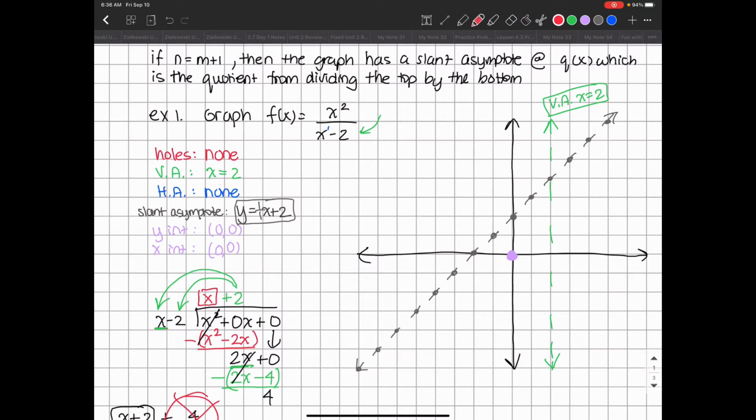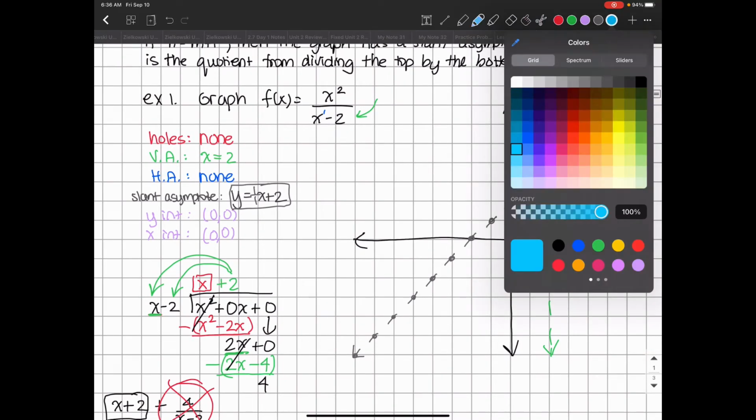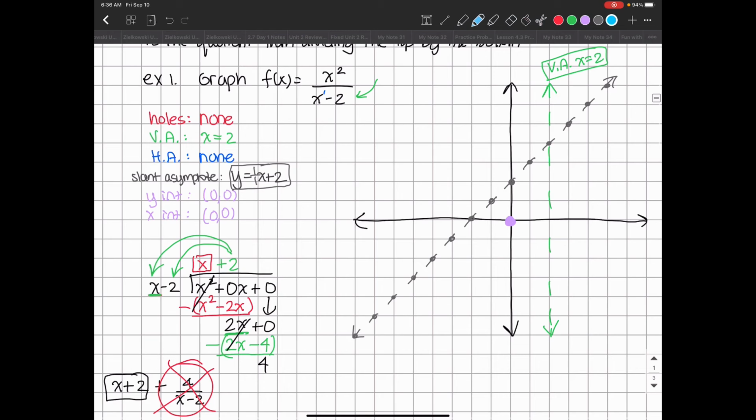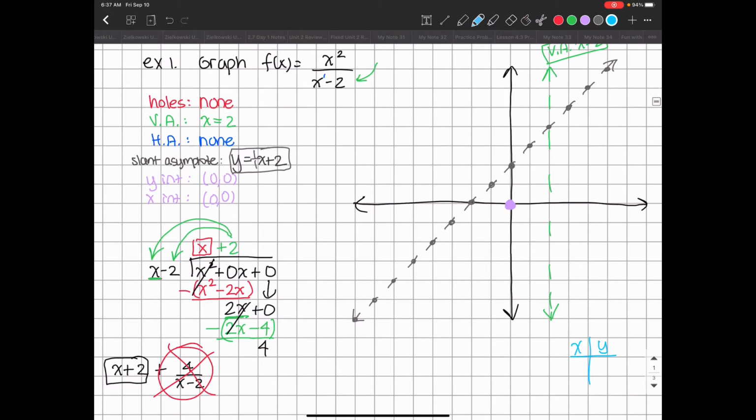I can always check points. If I don't know what this is going to look like, I can check points. So that's what I'm going to do here. I'm going to plug into the function x values to the left of this important point that I have, so I can see what the shape is going to look like, if I couldn't tell.